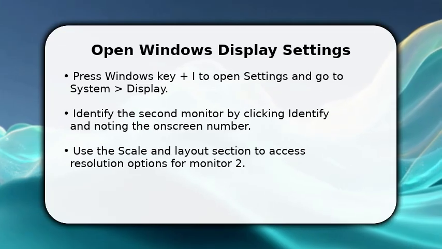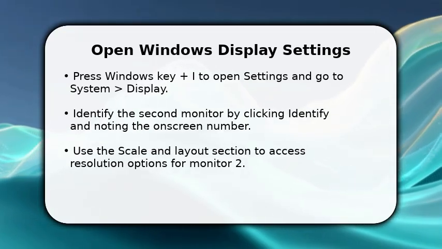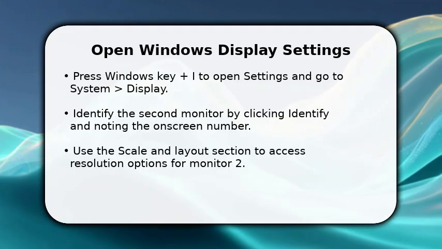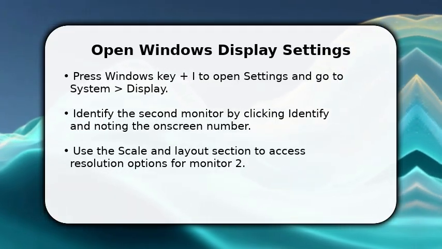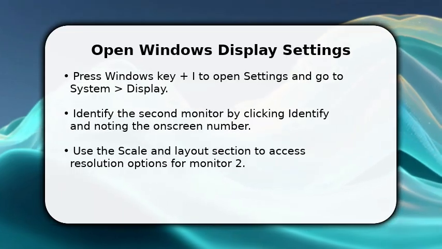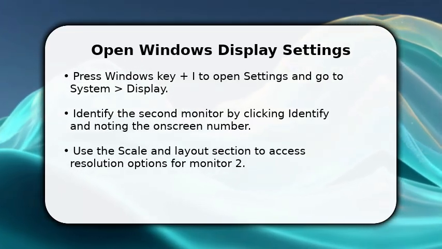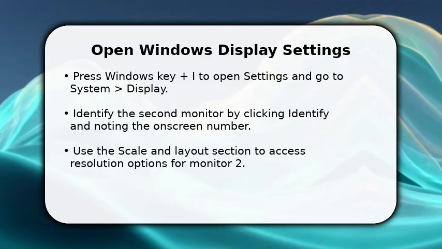Enjoy the video. Press the Windows key plus I to open Settings, and then choose System. Click Display on the left side to reveal connected monitors and layout. Click Identify to show which screen is numbered 2. Select the rectangle labeled 2 so you target the second monitor specifically.